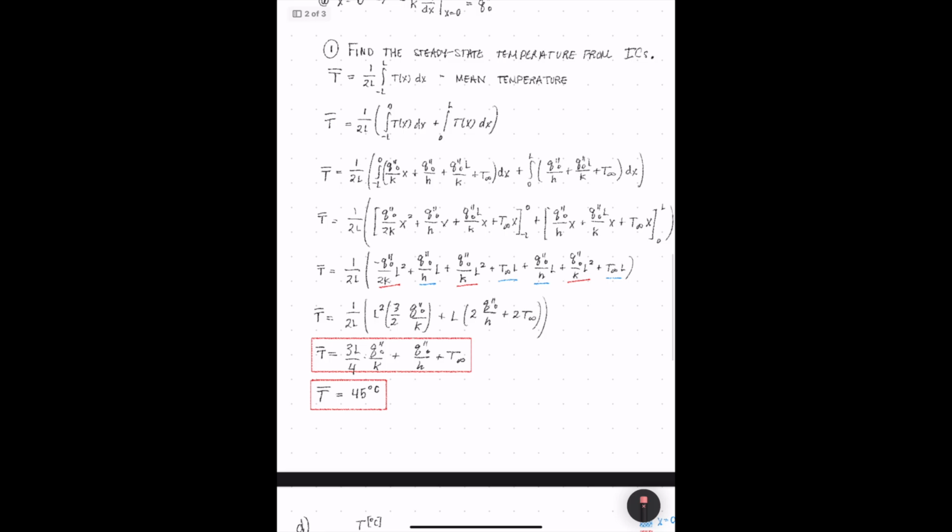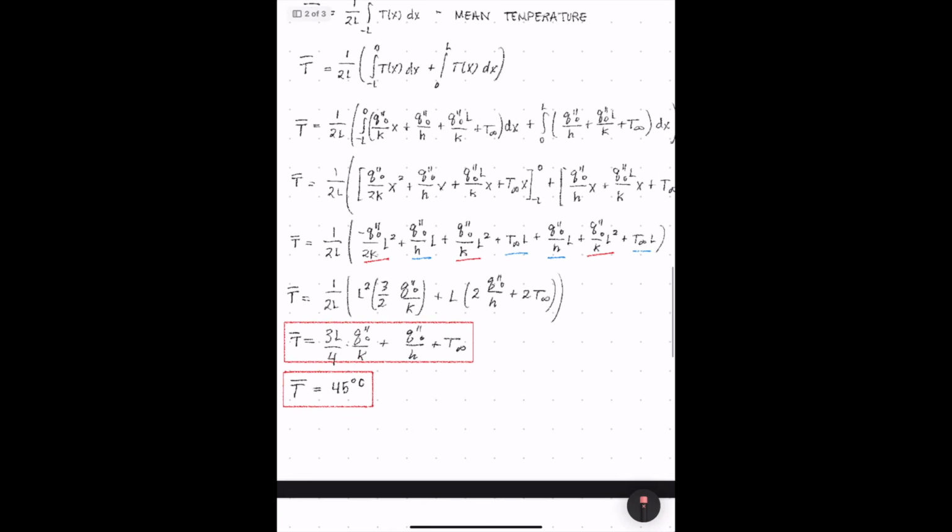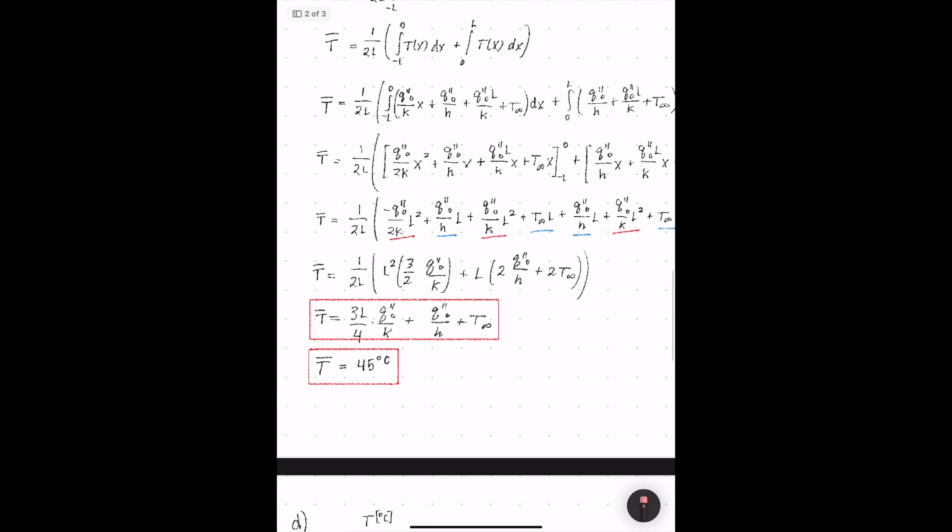And plugging all the values in, we have to split it between minus L to 0 and 0 to L because it's a piecewise. And then we go through the steps of integration here, and we can cancel out some terms, and then we eventually get to the average or the mean temperature equation being this here. And then if we plug in the values for the problem, we get a mean temperature of part B of 45 degrees Celsius.